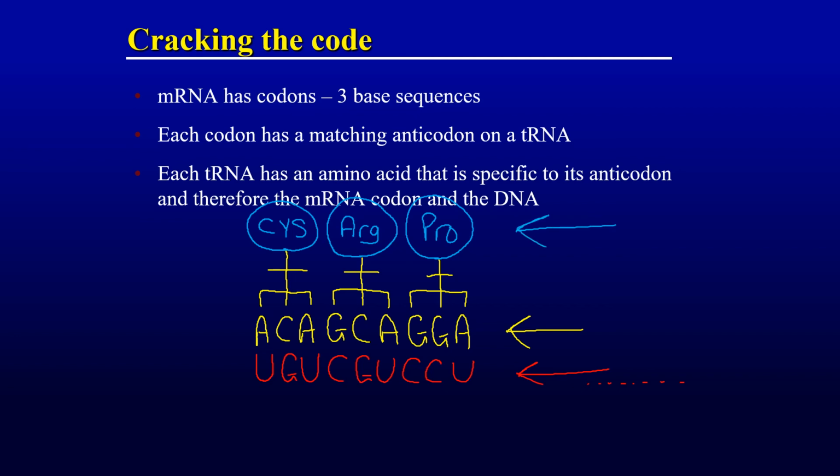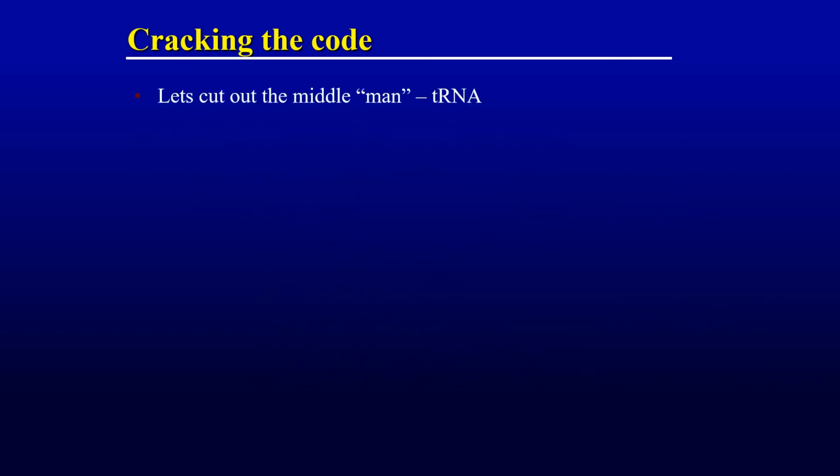So now we've got our amino acids. All right, so we've got our amino acids, we've got our anticodons, and we've got our codons. All right. So what we're going to do is we're going to cut out the middleman. We're going to ignore transfer RNA. We know the amino acid for each codon in the messenger RNA.